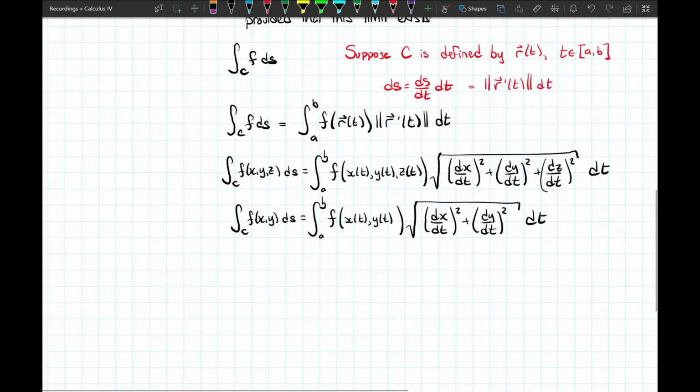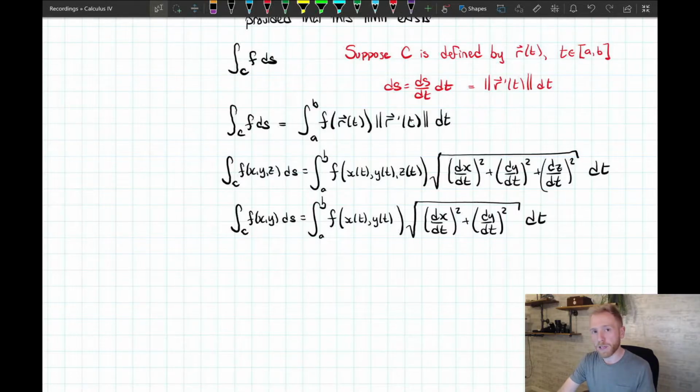Now, of course, the important question is, where is this going to be applicable? Well, where this could be applicable is if we have maybe a thin wire, that would be like a path in 3 or maybe 2-dimensional space. We have a thin wire. Think about something that we might want to add up along its length.